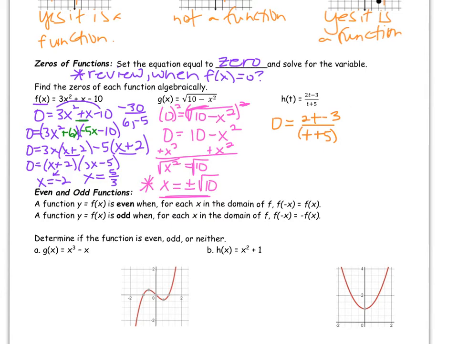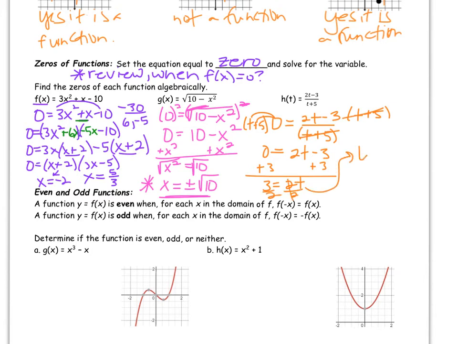If I multiply both sides by t plus 5 to get it out of the denominator, 0 times anything just stays 0. That whole thing cancels out. And on the right, we have 2t minus 3. To get t by itself, we'll add 3, and then just divide by 2. So the value for t in this function that makes the function equal 0 is t equals 3/2.